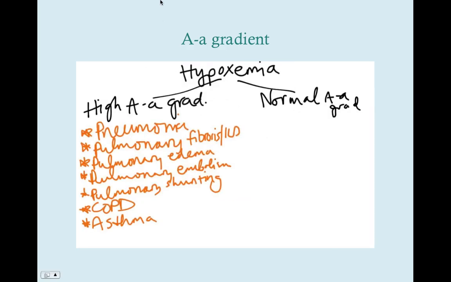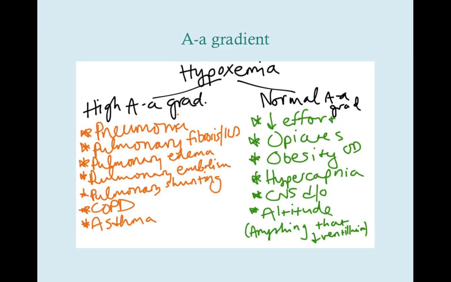Okay, so the AA gradient is telling us, is it a lung problem or is it not a lung problem? And so what causes the normal AA gradients in hypoxemia? Well, it can be decreased respiratory effort, like on opiates, this should say opiates OD, not obesity OD. Okay, so if you're on opiates and you're only breathing 4 times per minute, then you're not breathing enough. But your AA gradient is going to be normal because you're getting the normal result due to your expiratory efforts. You're getting a very high PaCO2, and so that's going to result in a normal AA gradient.